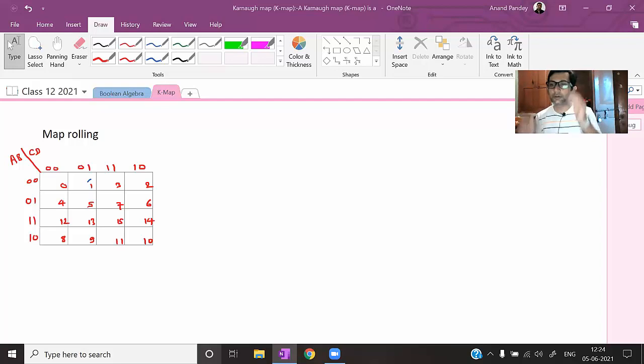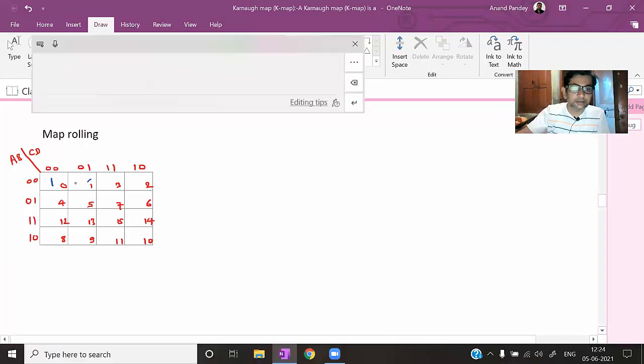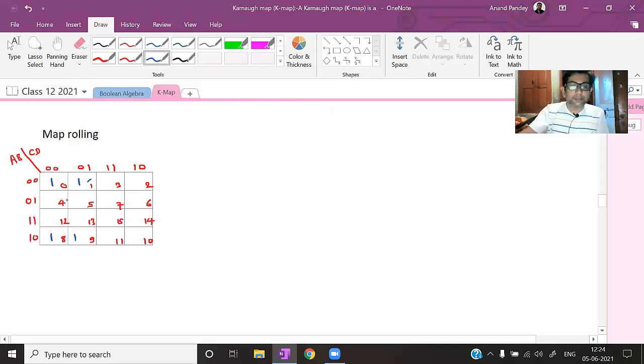So here I am going to discuss a few possibilities. Listen. Consider two ones are here and two ones are here. By map rolling, if you bring the top and bottom edges together, these four ones will be adjacent. If you roll the map, these four ones will be adjacent. So we can draw a quad.